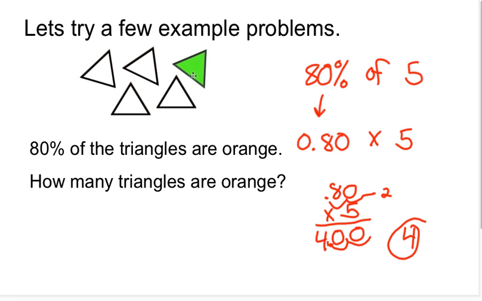So we have a green one, an orange one, orange one, orange one, and orange one. So 4 out of the 5 are orange. Now we could check our problem by rewriting it and seeing if that actually will come out to 80%. So we could write 4 out of 5, and then if we wanted to, we could do the division just to check.